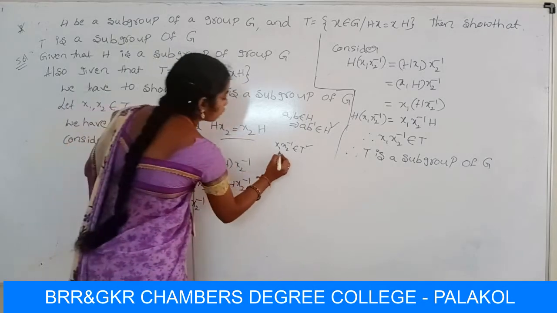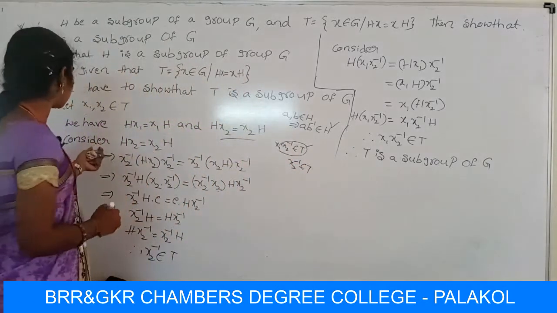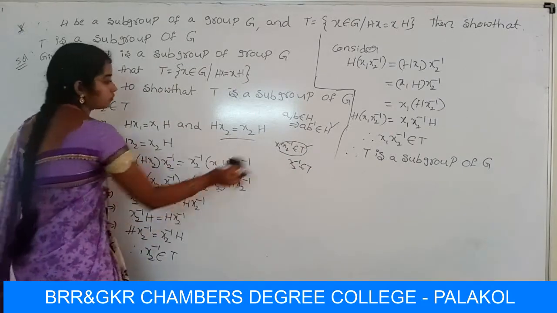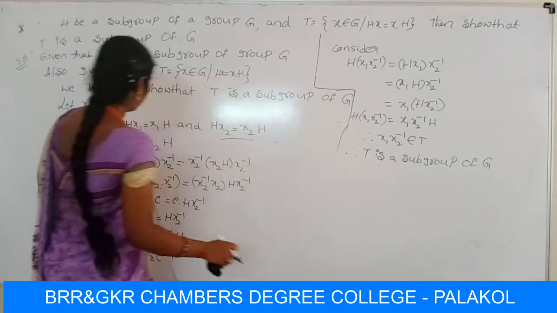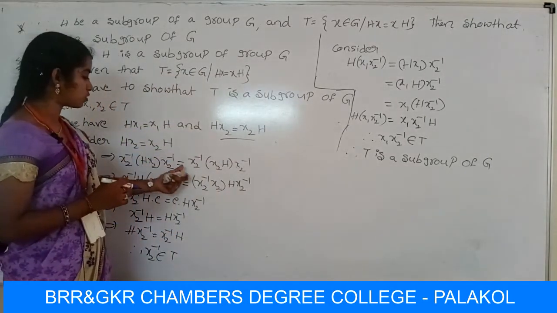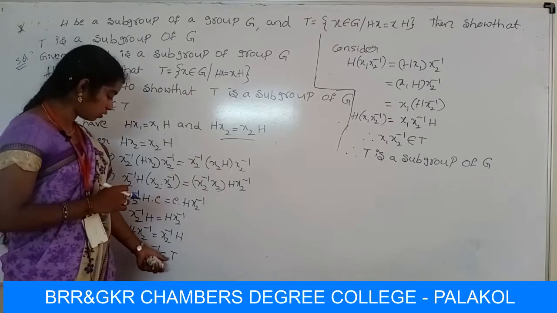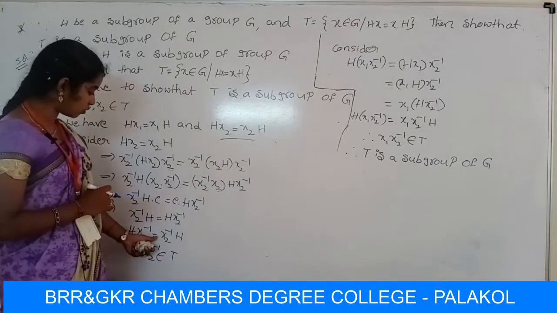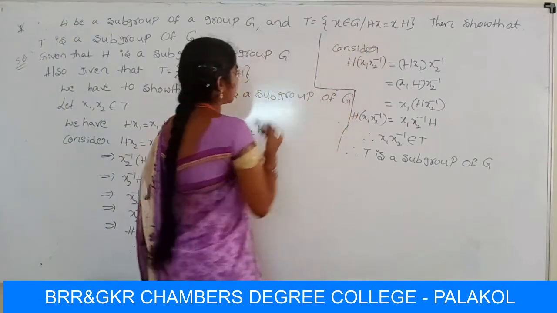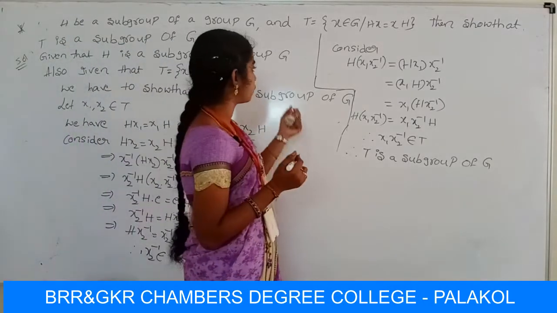So first you have to prove x2 inverse belongs to T. So consider the second part, Hx2 is equal to x2H. So multiply on both sides by x2 inverse. So finally you have to prove, simplify, x2 inverse belongs to T. Already we know that Hx is equal to xH, for x belonging to Z. So that means x2 inverse belongs to T. T is a subgroup of Z.